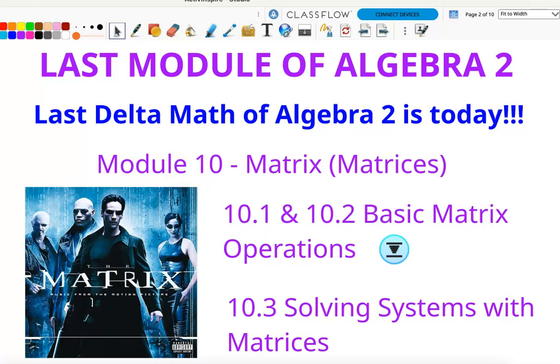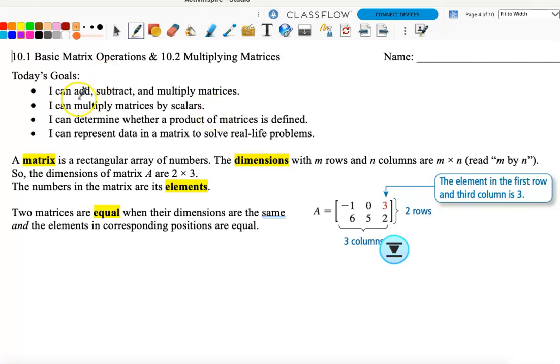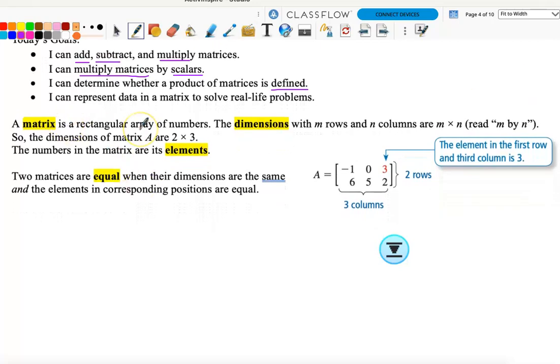a system with matrices. So, a matrix, if you look up the definition, it is a surrounding or a structure. And so in math, a matrix is these little brackets. And so that's what a matrix is for Algebra 2. So today, we're going to add them, subtract them, and multiply them. We're going to multiply by scalars. We're going to figure out if a product of matrices is defined, and then we're going to solve some real-world problems.